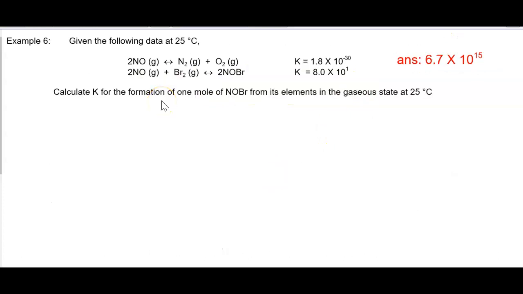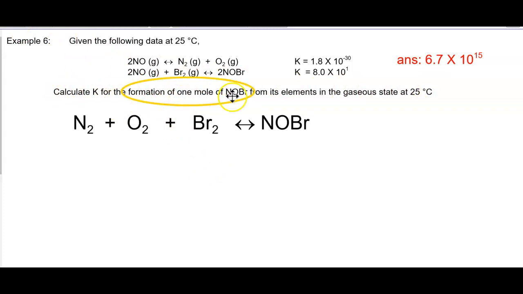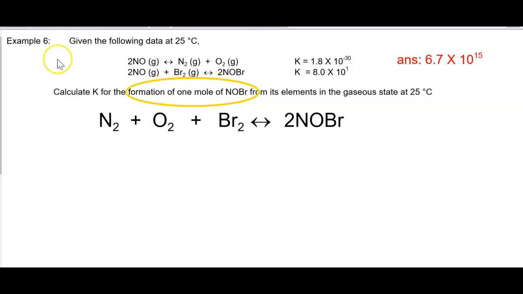Okay, example 6 is similar to example 5, except you don't have the unknown equation given. You have to write it. So this is the unknown equation we're going to write. It says formation of 1 mole of NOBr from its elements in the gaseous state. So I know I'm going to form, that means makes NOBr, and then it says it's formed from its elements in the gaseous state. So N2, diatomic, plus O2, the other element of the three. O2 is diatomic and Br2 is diatomic. We need to balance it.